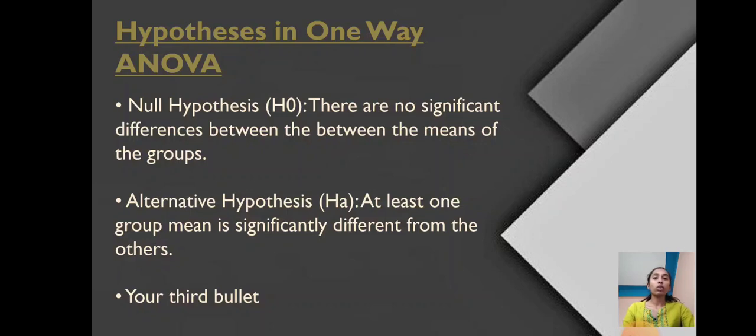Hypothesis in One-Way ANOVA. Null hypothesis, denoted by H0: there is no significant difference between the means of the groups. Alternative hypothesis, denoted by HA: at least one group mean is significantly different from the others.